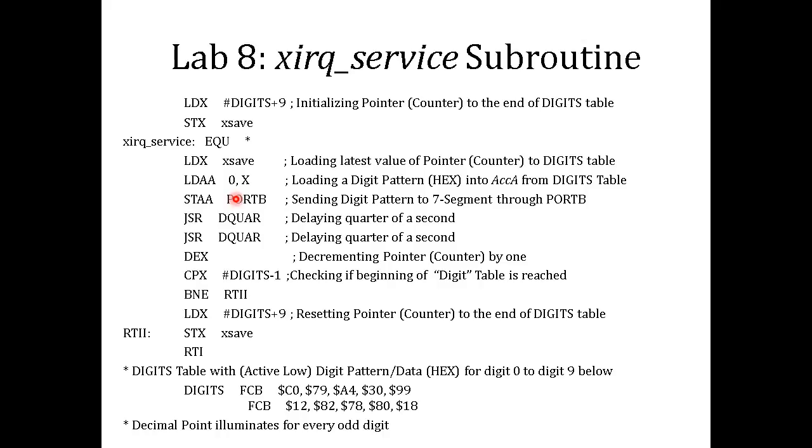And then all you are doing is, look at this, STAA port B. That means you are storing 18 to your port B. And the port B is connected to the 7-segment display, right? So all you are doing is sending 18 to your port B, meaning sending 18 to your 7-segment display so that it displays 9.